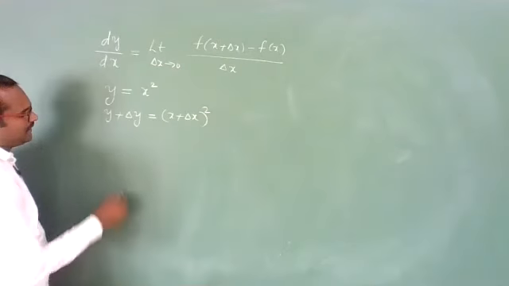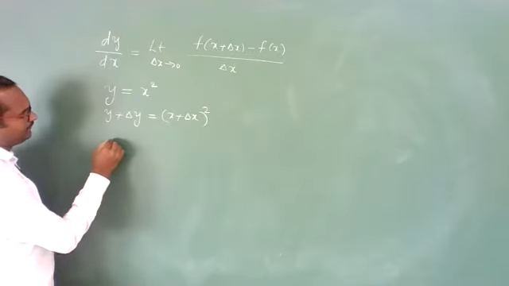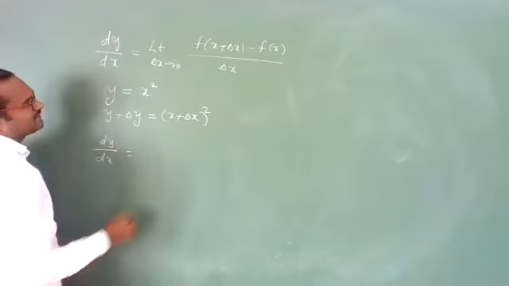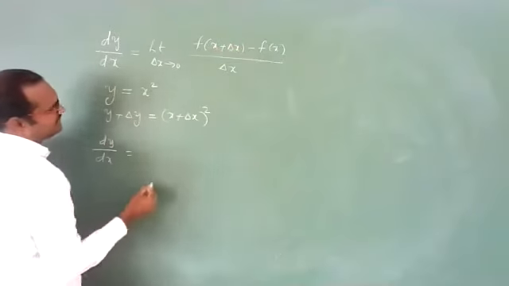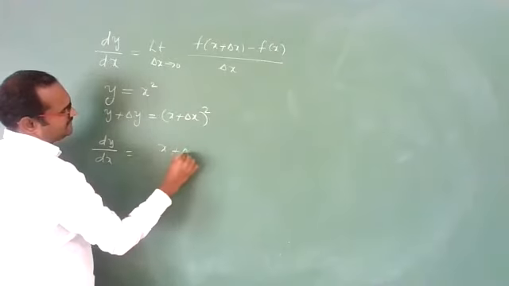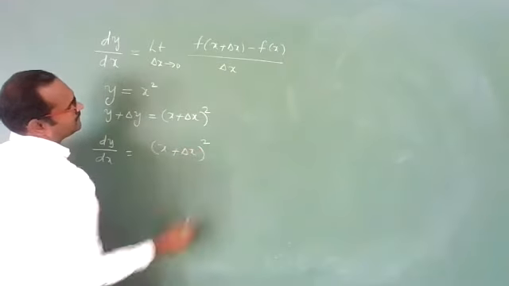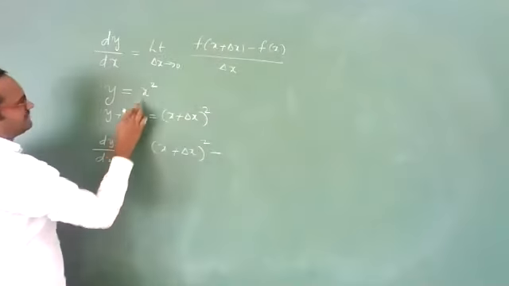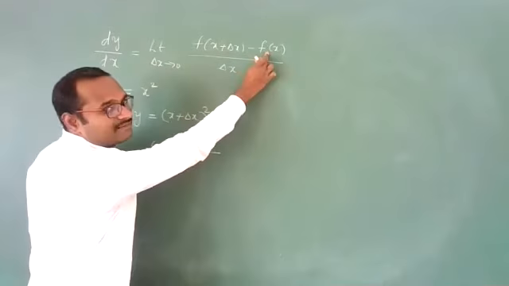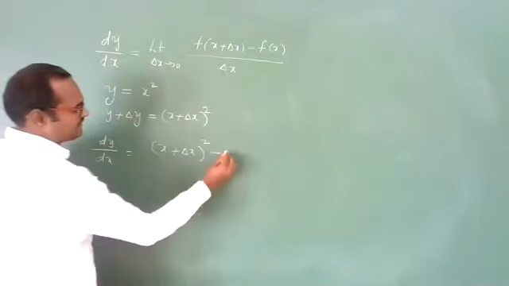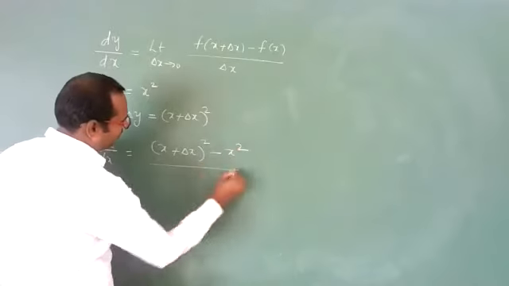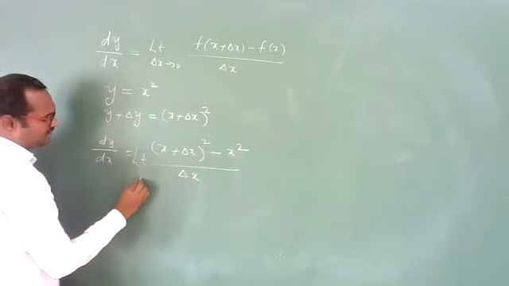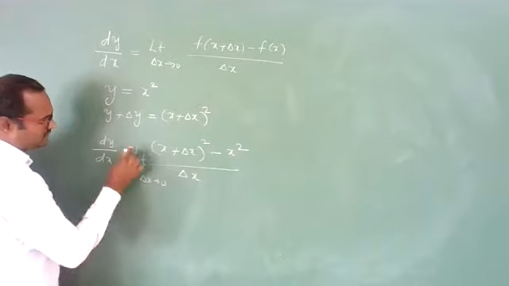Now, let us substitute these values. You want dy by dx. dy by dx can be written as f of x plus delta x, that is x plus delta x whole square, minus f of x, which is nothing but y, that is x square, divided by delta x. Let us apply the limit delta x tends to 0. This is dy by dx.